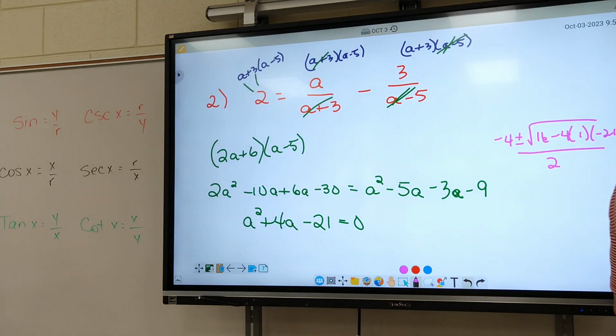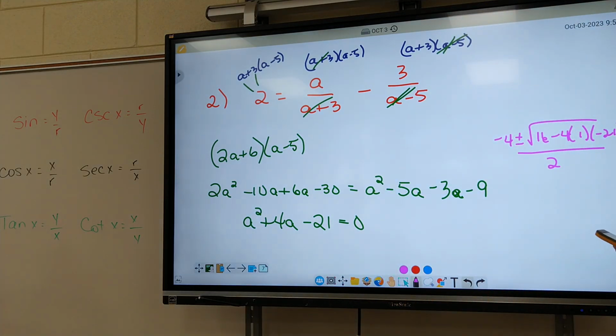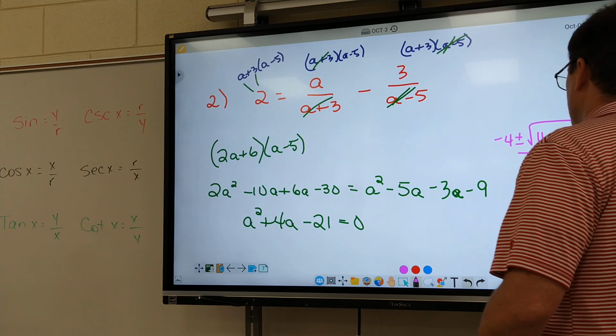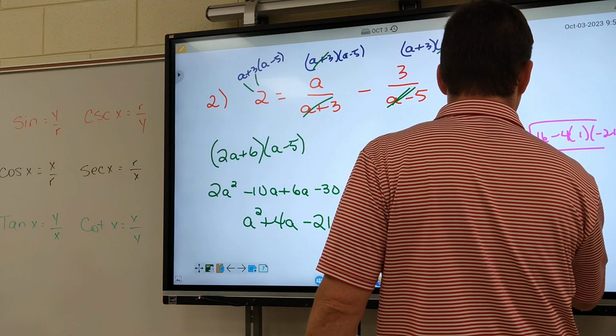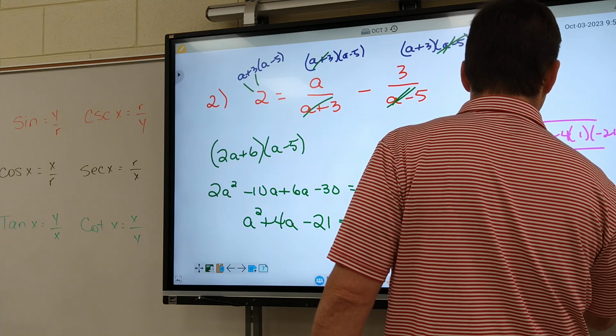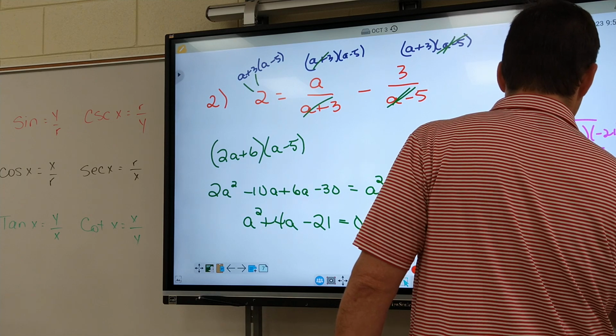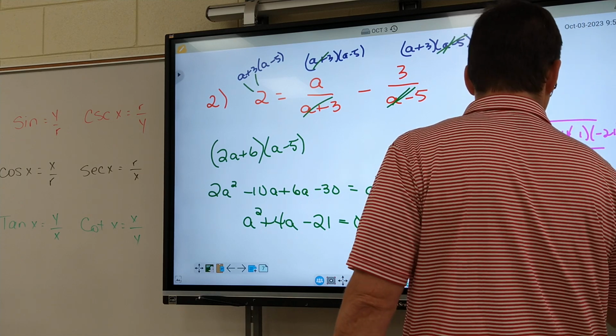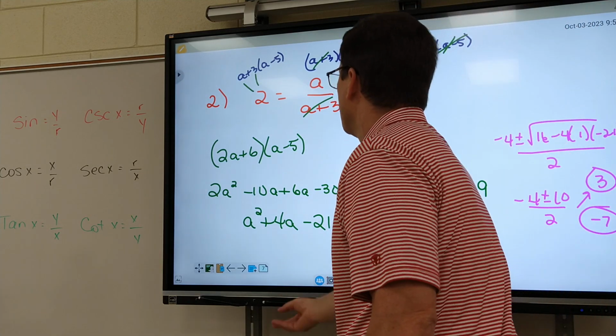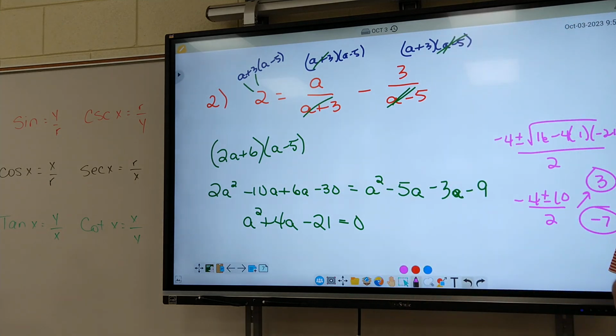What'd y'all get inside this square root symbol on this one? 100 even? All right, so that goes to 10. Negative 4 plus or minus 10 over 2. All right, I got 3. Negative 7. Check that for me, somebody. 3 and negative 7. All right, so those are your answers on 2.